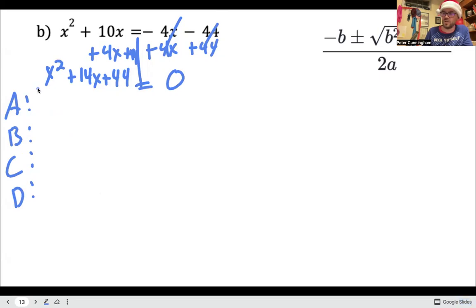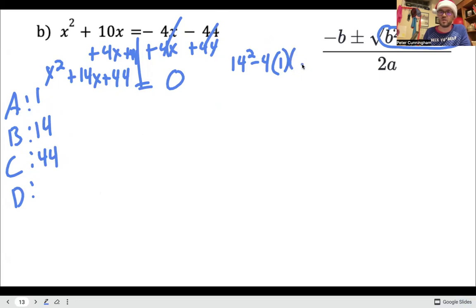A is 1. That's nice. B is 14. C, 44. Need to do a little work to figure out what my discriminant is. B squared minus 4AC.